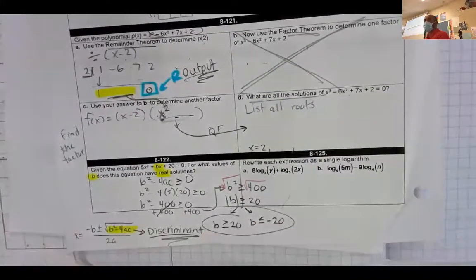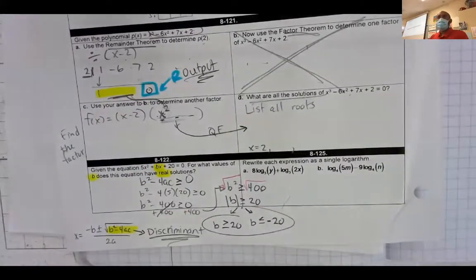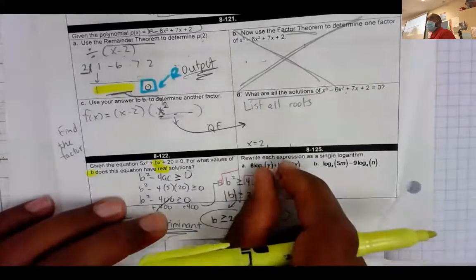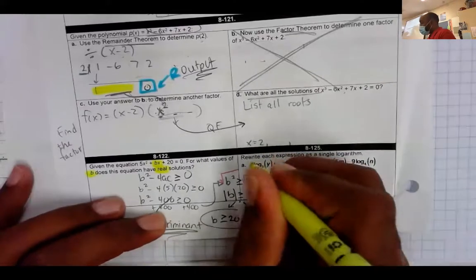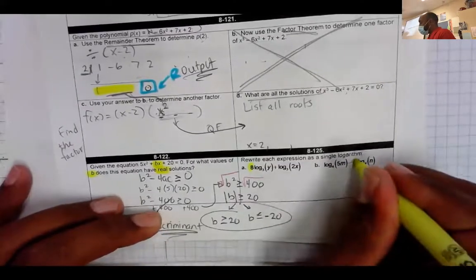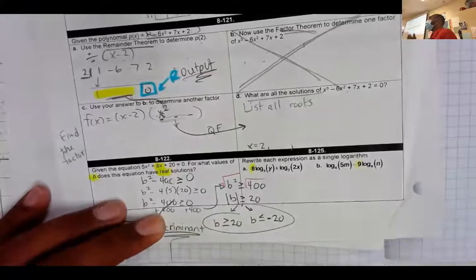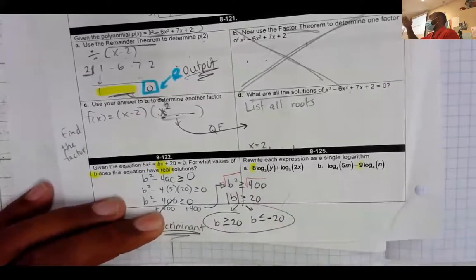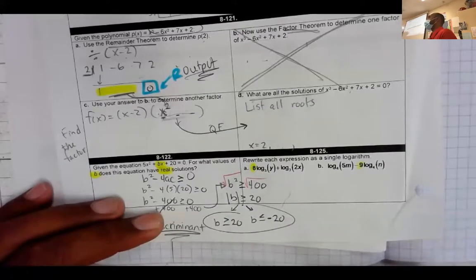Okay, now the next question, logs. Now with the logs, it's asking you to take these two and combine them into one. But before you do that, we need to get rid of this 8 and this 9. What can I do with the 8 to get rid of it so it's not in front of the log? Where can I move it to?